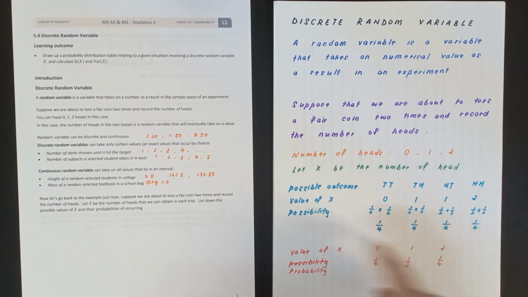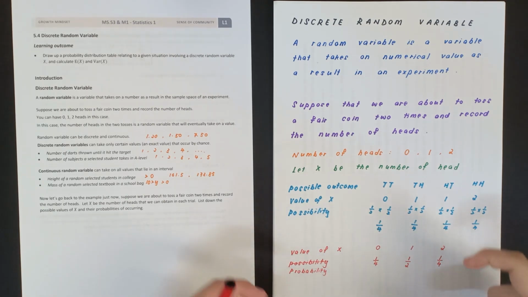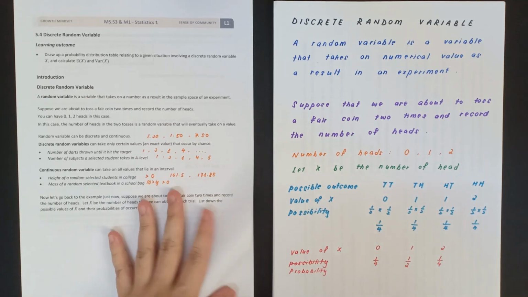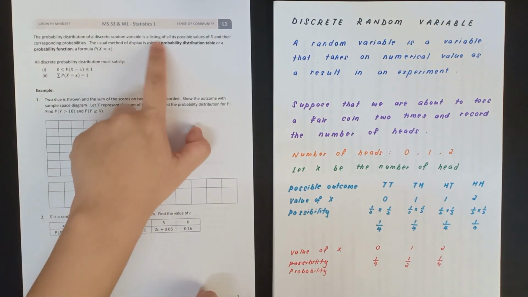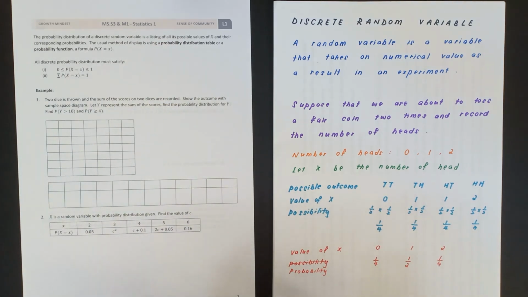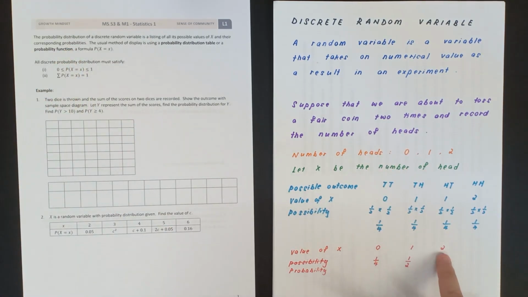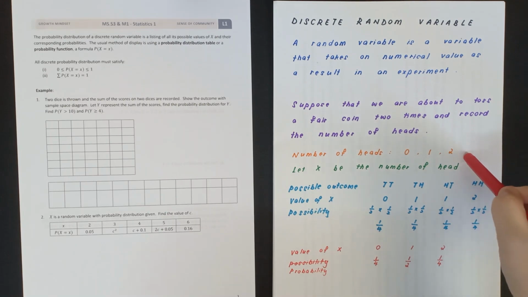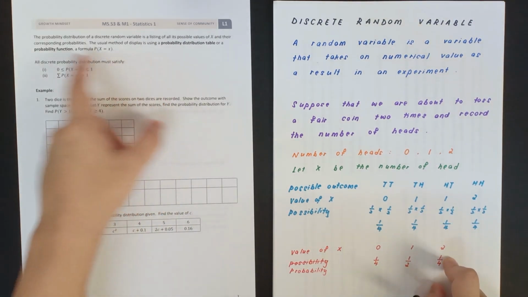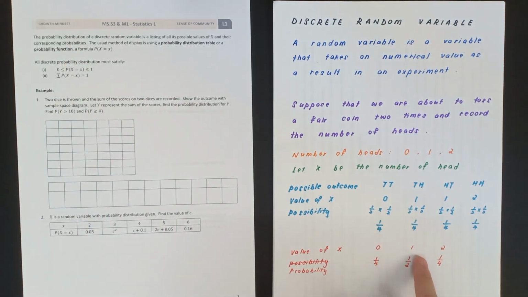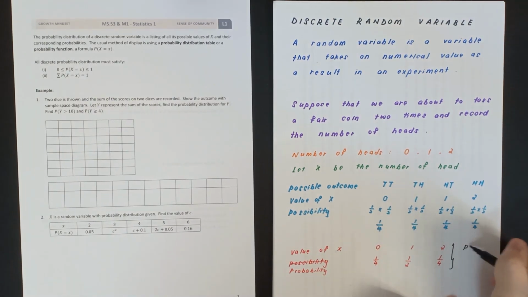So you can see for this table that I have built here, this is called a probability distribution. So what is a probability distribution? A probability distribution is basically a listing of all the possible values of x and the corresponding probabilities. The possible values for my x are 0, 1, and 2, which are all the possible values. I do not have 3, 4, and so on, because the maximum number of heads I can obtain from this experiment is 2. So I list down all the corresponding probabilities, which I have done here: 1/4, 1/2, 1/4. This is called a probability distribution.